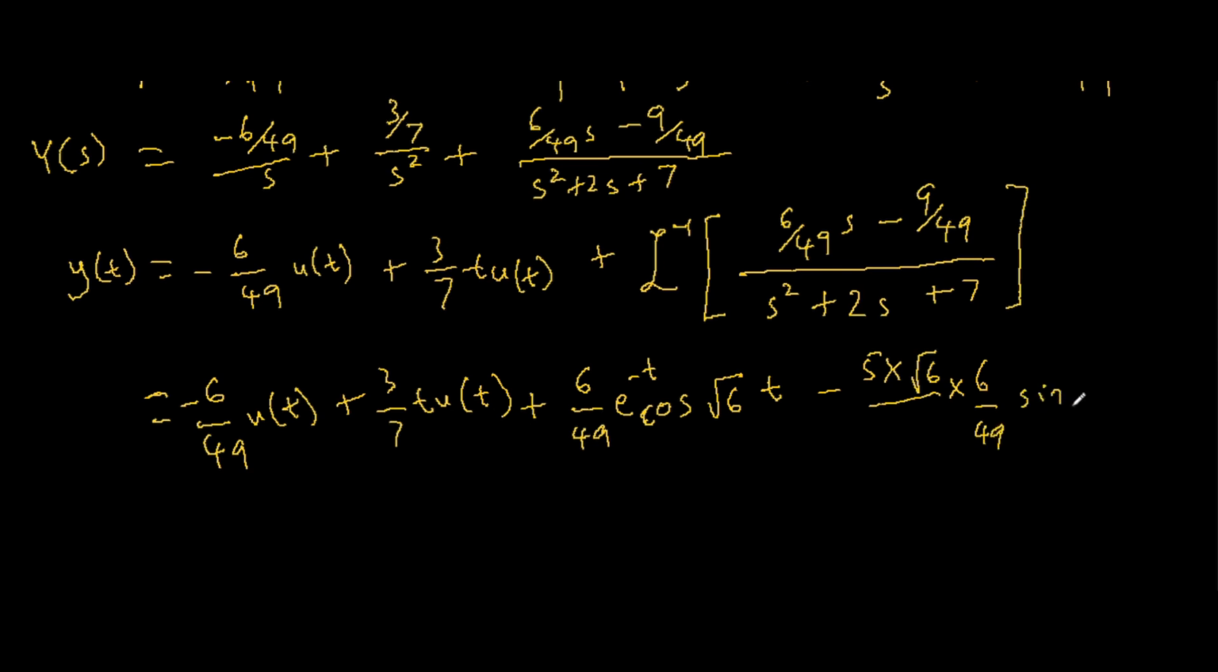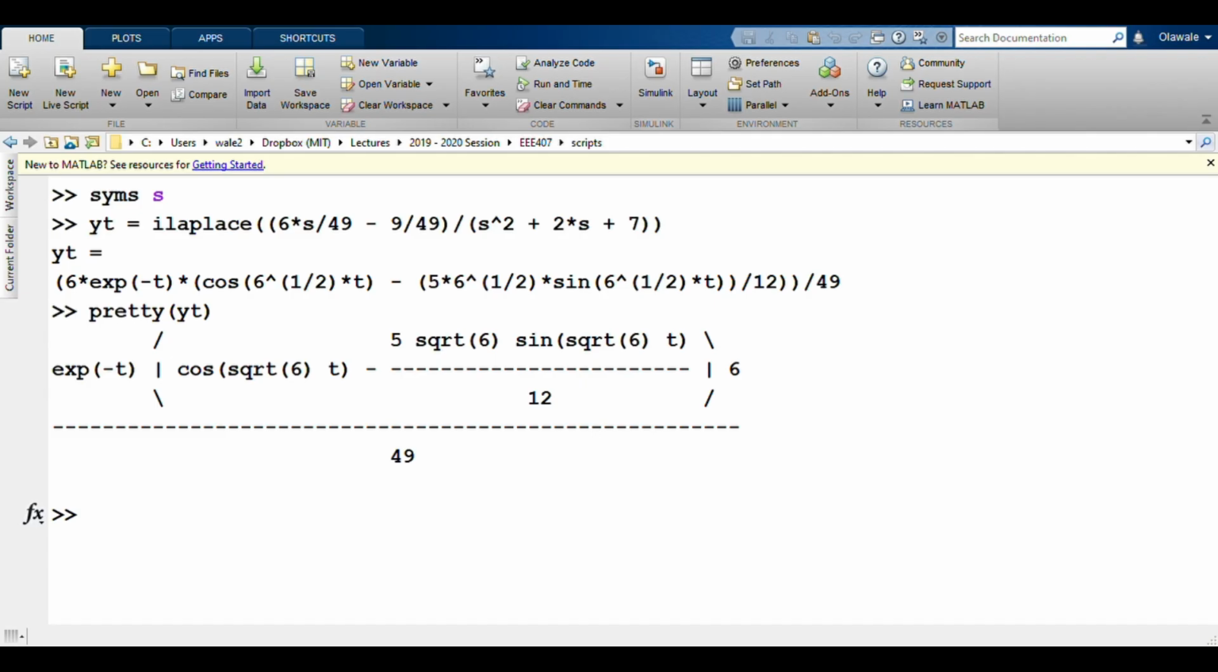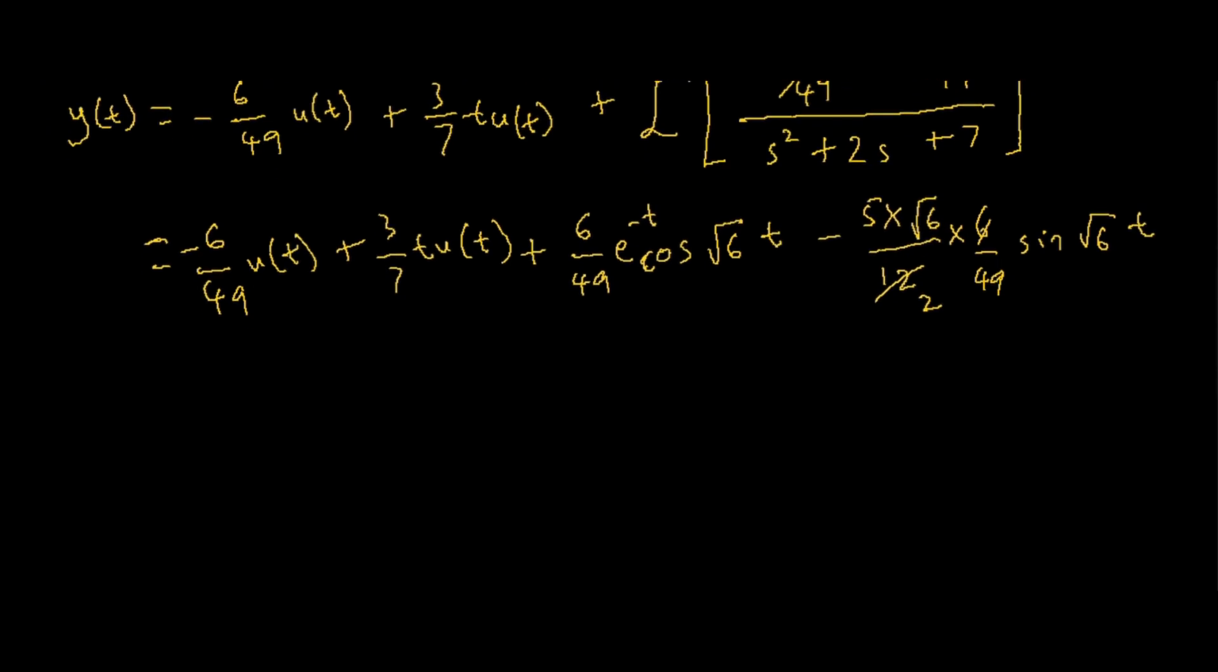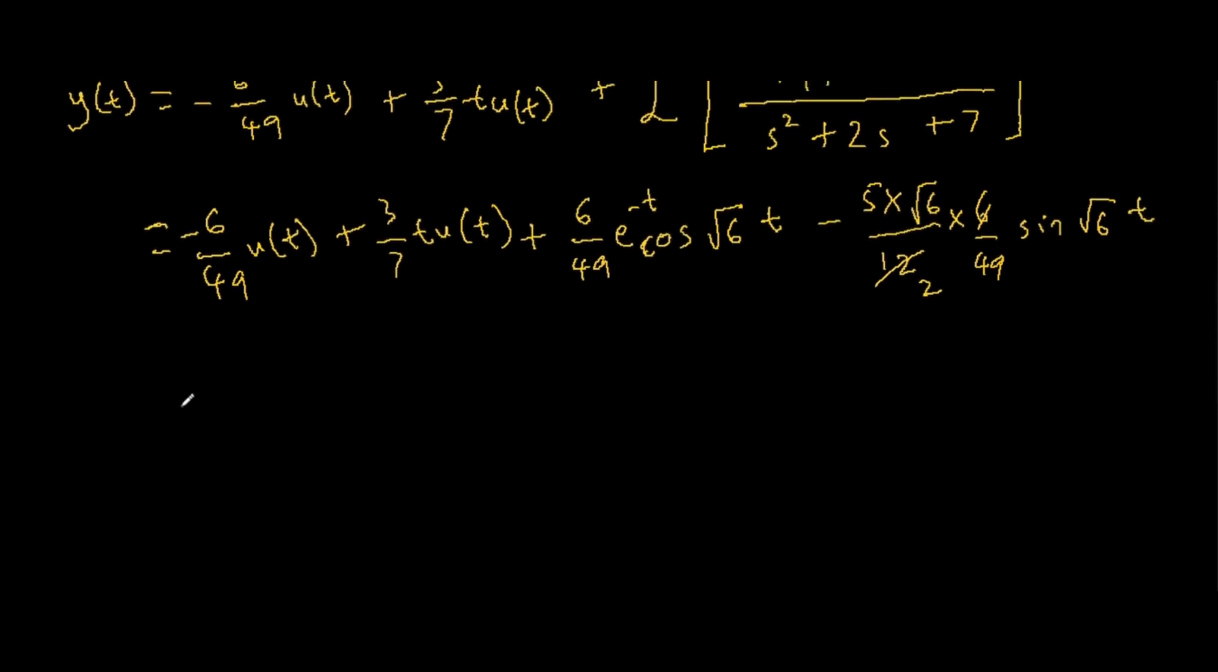Sine root 6 of t. Let's check what I am missing in this. Okay, so 5 times the square root of 6 divided by 12. Okay, so this gives a 2 here, so we could write this as 5 root 6 over 98. I'm sure there's an easier way to write that, but I won't bother about that just now.